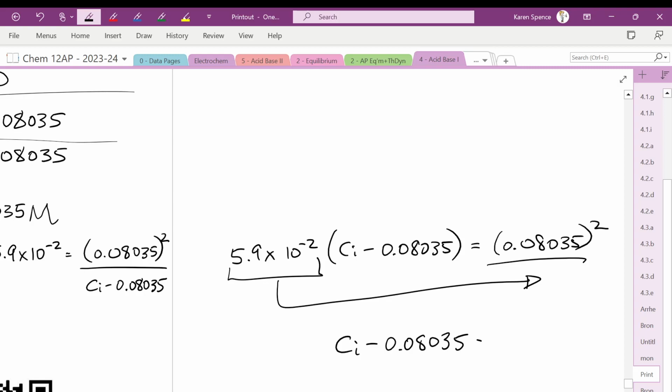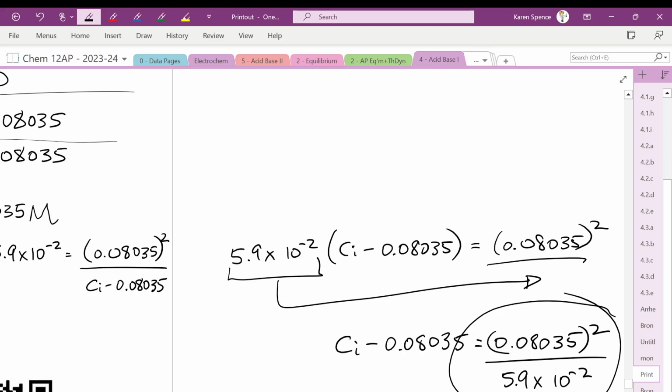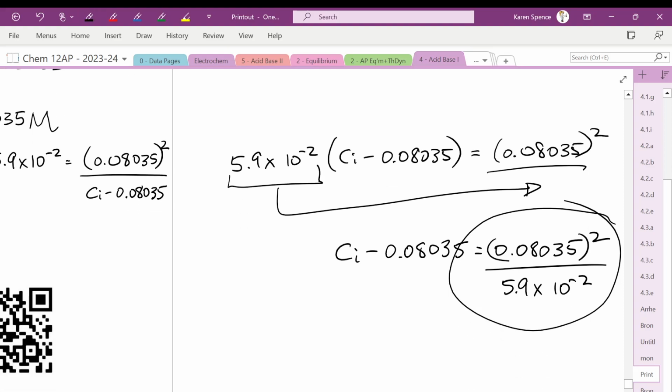It'll work the other way. It's just more work. Equals 0.08035 squared over 5.9 times 10 to the minus 2. And now I just have this calculation, and then I add 0.08035, and now I have Ci. Bam! How much better is that?